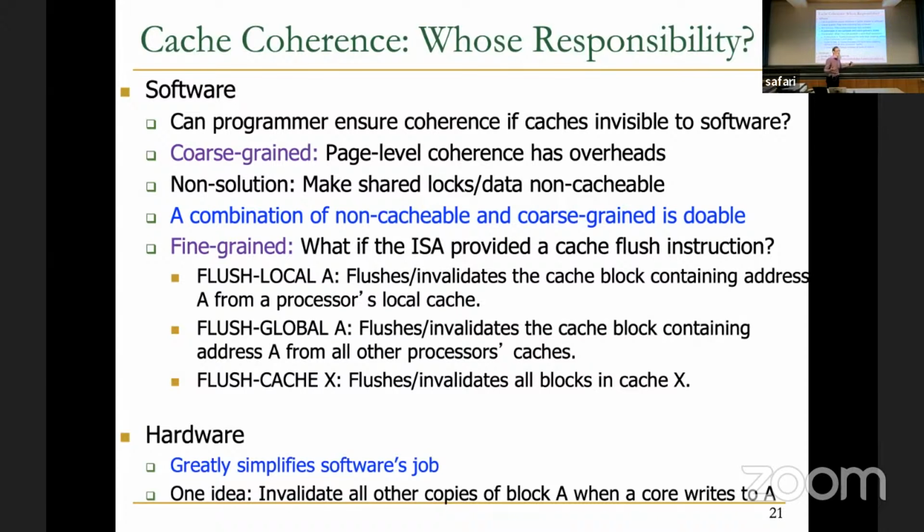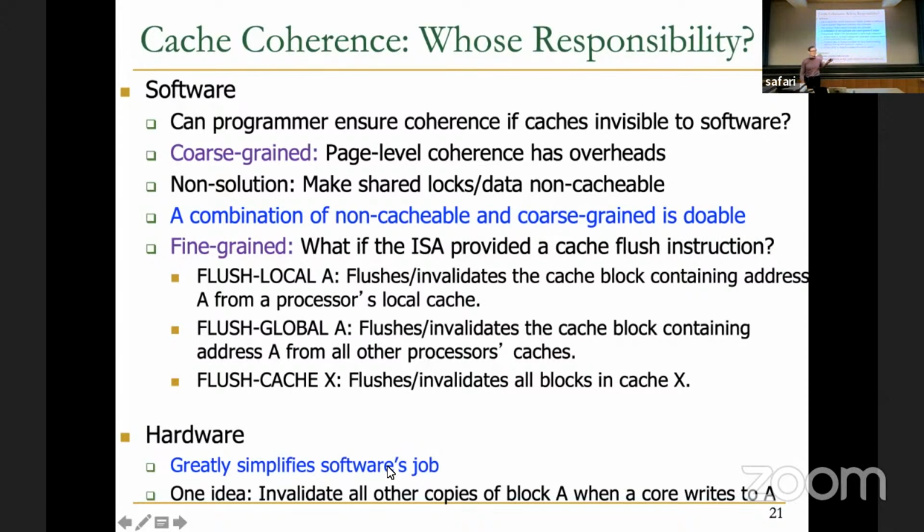So if you've seen anyone who's programmed an IBM cell processor, they would tell you that, including the architects who designed the processor. Basically, they said this was a bad idea in general. So have some sort of hardware cache coherence in your processor if you want to make it easier to program. So basically, we're going to talk about hardware cache coherence because of that. It greatly simplifies the software's job.